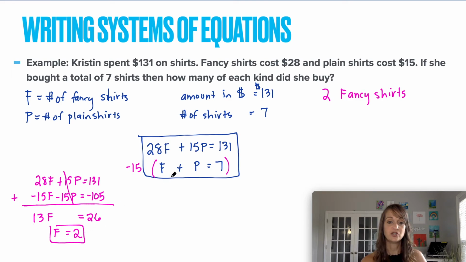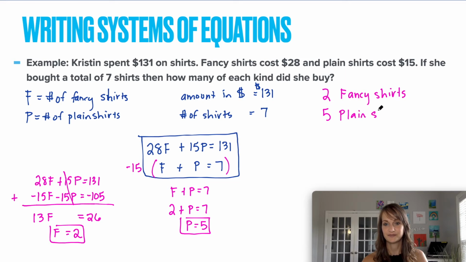Now, I'm going to plug 2 back into this equation, f plus p equals 7. But instead of f, I can substitute in 2. And so to solve for p, I will subtract 2, and I will get 5. And what does 5 mean? That means she bought 5 plain shirts.